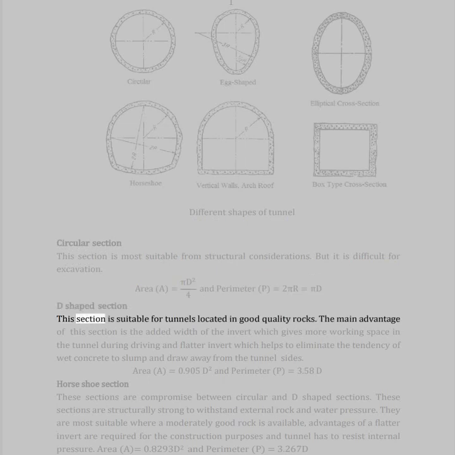D-shaped section. This section is suitable for tunnels located in good quality rocks. The main advantage of this section is the added width of the invert, which gives more working space in the tunnel during driving, and flatter invert, which helps to eliminate the tendency of wet concrete to slump and draw away from the tunnel sides. Area, A, equals 0.905 d squared and perimeter, P, equals 3.58 d.